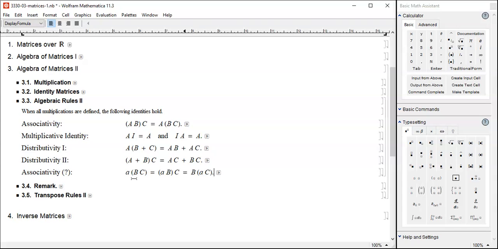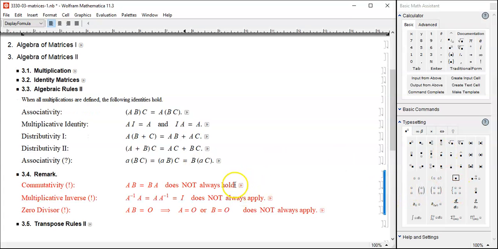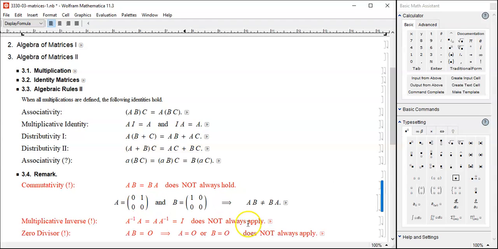Now, how about matrix multiplication? Does the order matter? Yes, it does. And the commutative law does not always hold. That's why I needed this distributivity and that distributivity as two separate rules, because I cannot switch the order of multiplication. In some cases, AB is equal to BA, but not in general.